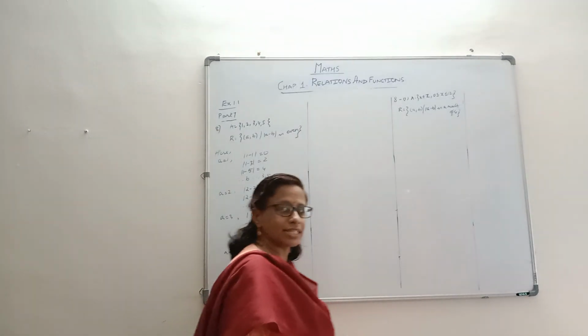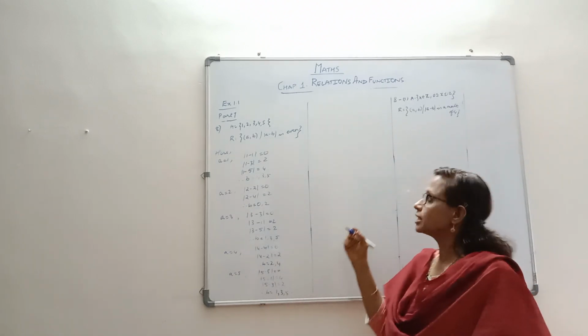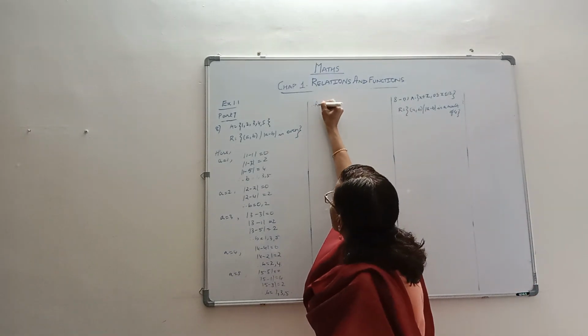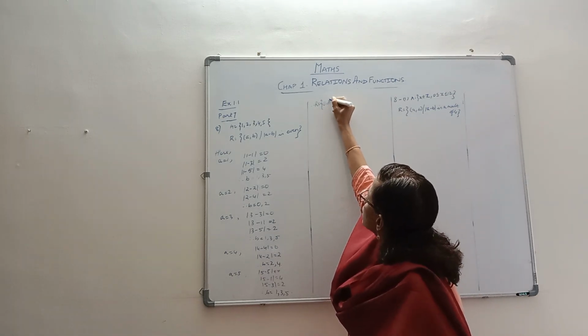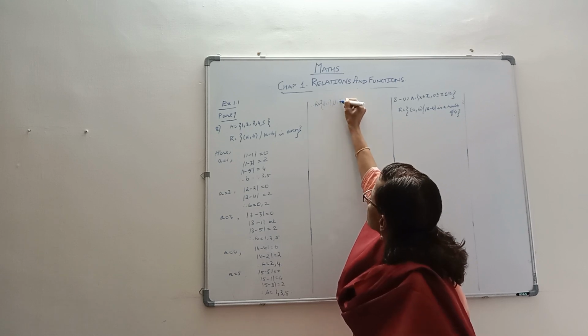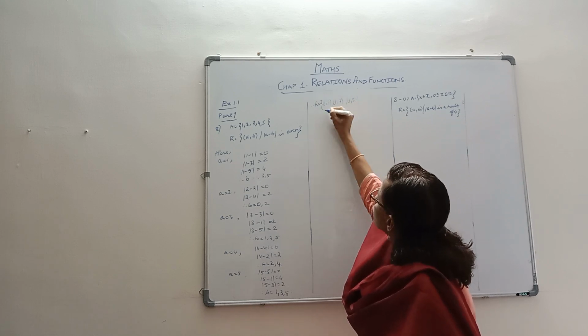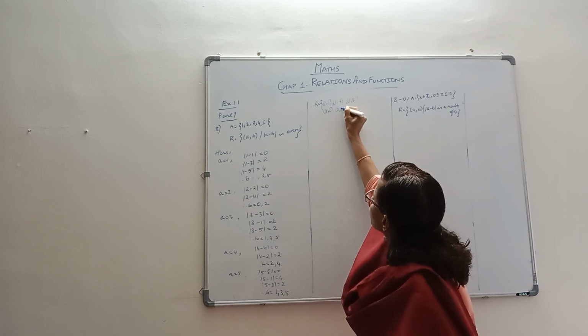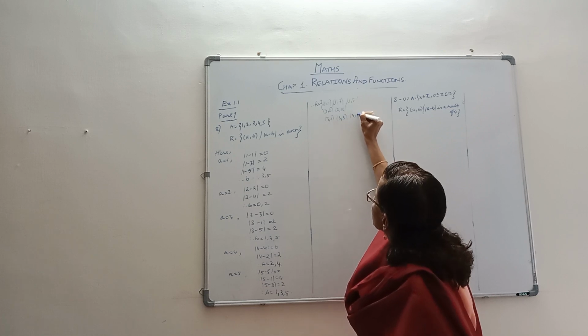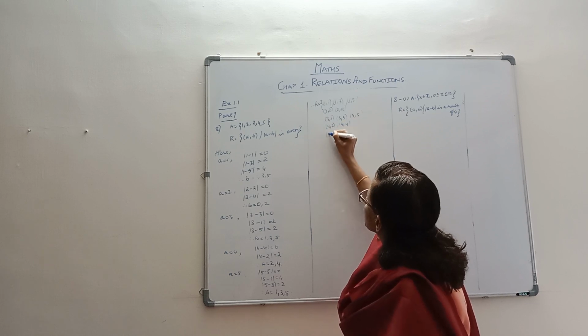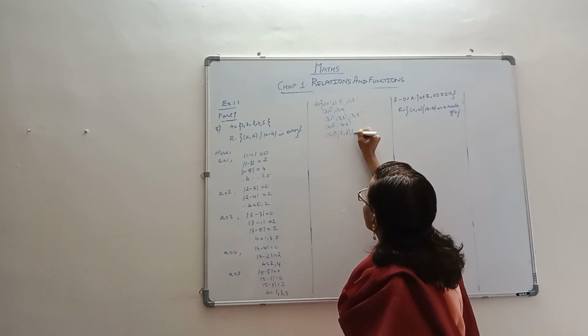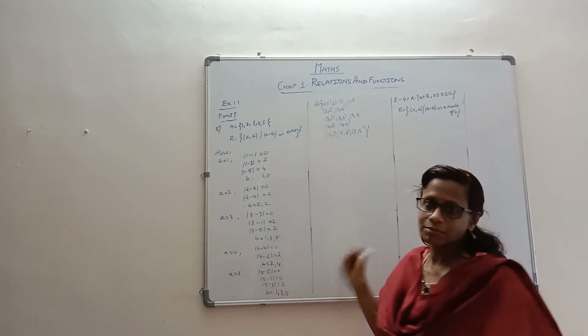So let's list the relation and let's see what comes in this relation. R will be, for 1 we can have (1,1), (1,3), (1,5). For 2 we can have (2,2) and (2,4). For 3 we can have (3,1), (3,3), (3,5). Then for 4 we can have (4,2), (4,4). Then for 5 we can have (5,1), (5,3) and (5,5). These many elements are there in the relation.